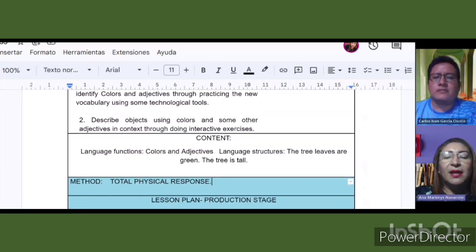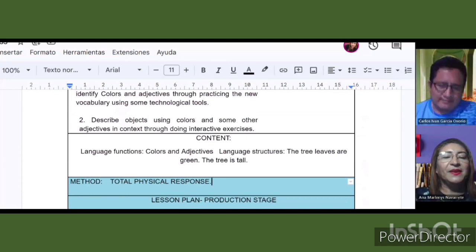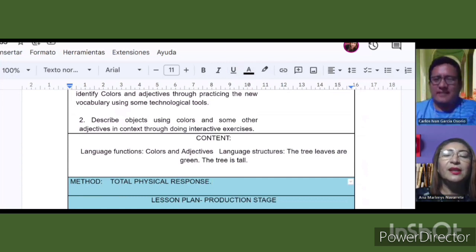They are going to describe things like, the tree leaves are green, or maybe people, personalities, or physical appearance. The method that we are going to develop in this activity is total physical response. And the technique is reliable. Okay, thank you.